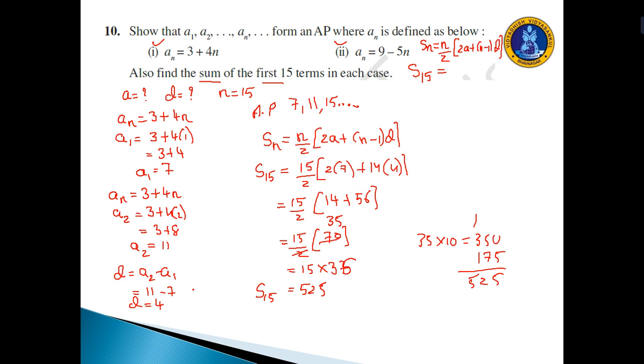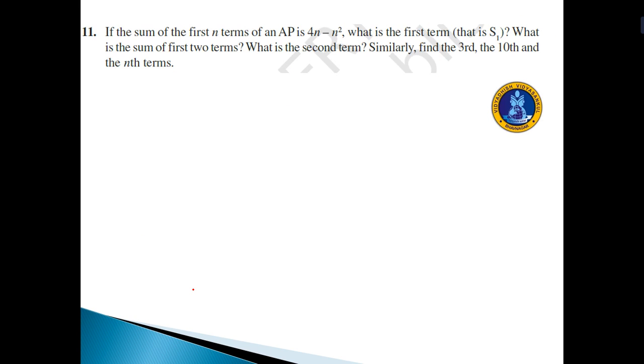Now we go for the next. Find the sum of first n terms of an AP: 4n minus n square. What is the first term? That is S1. What is the sum of first two terms? That is S2. What is the second term? That is A2. And similarly third and fourth term. ये जो क्वेश्चन है वो एकदम सिंपल है लेकिन पढ़ने में थोड़ा डिफिकल्ट लगता है. If you read it, it seems difficult, but if you try to solve it yourself, it is very easy.